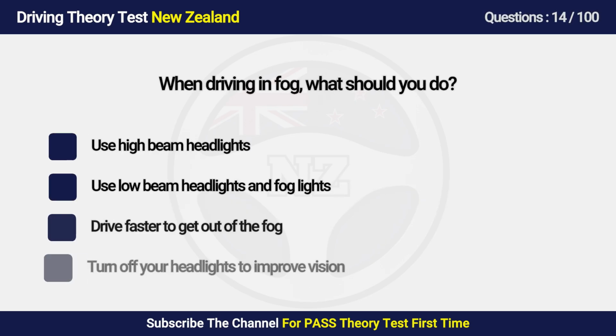Question 14. When driving in fog, what should you do? A. Use high beam headlights. B. Use low beam headlights and fog lights. C. Drive faster to get out of the fog. D. Turn off your headlights to improve vision.